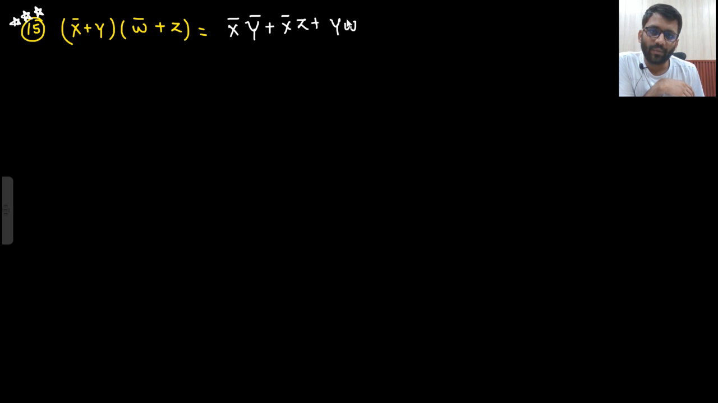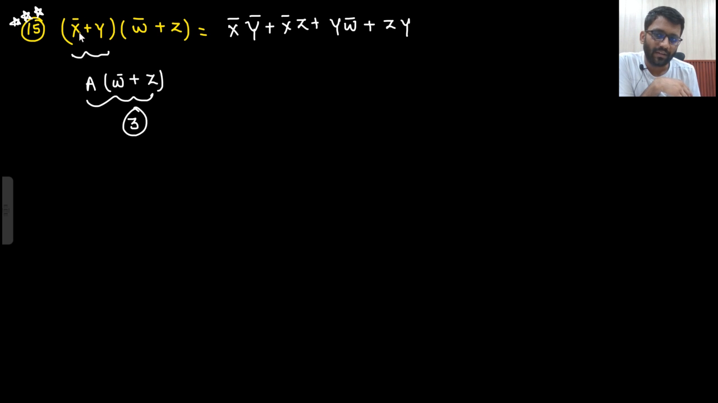So what will I do? Let's do multiplication. If I do multiplication, what will I be getting? X bar Y bar, X bar Z, Y W bar plus Z Y. It is becoming more complex, right? And if I assume this as A, and then I will do W bar plus Z. So this will take me 3. And how much will A take you? A is OR gate plus 1 inverter. So this will take you 4. So here your answer is coming 7.